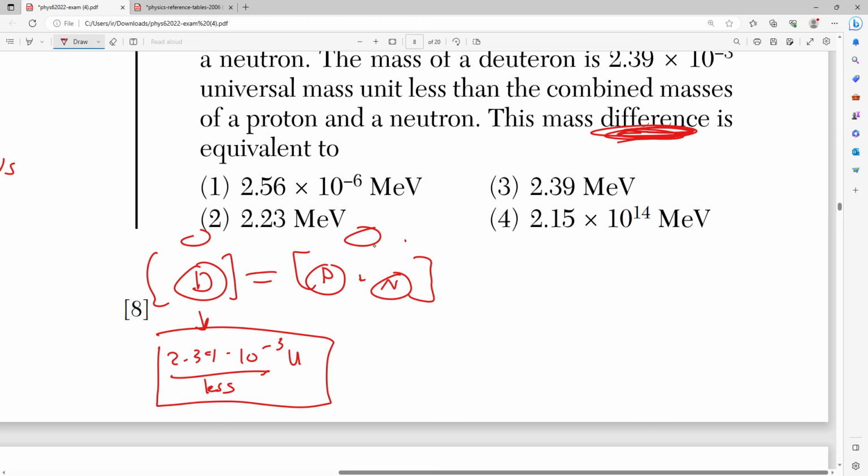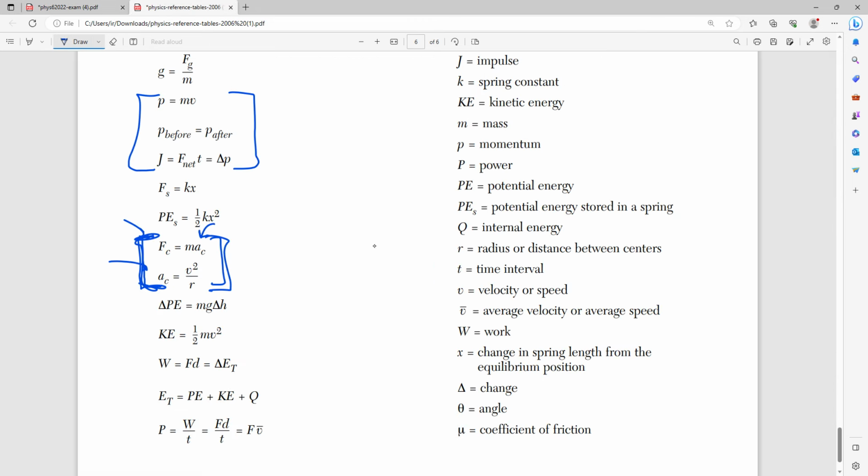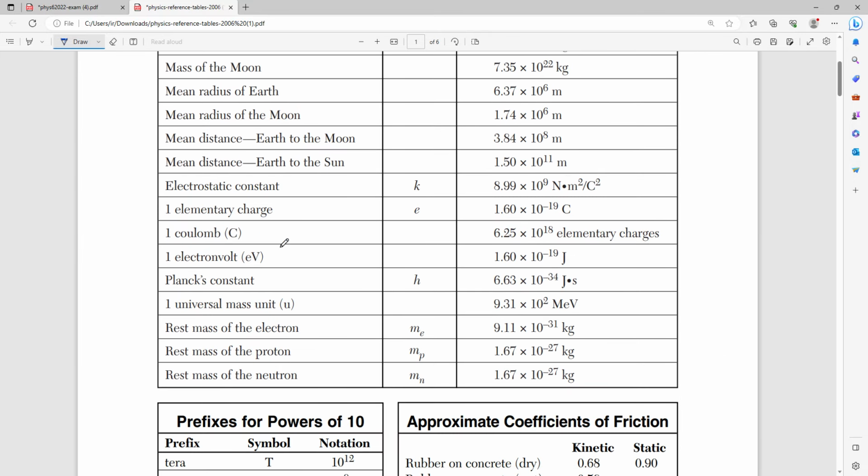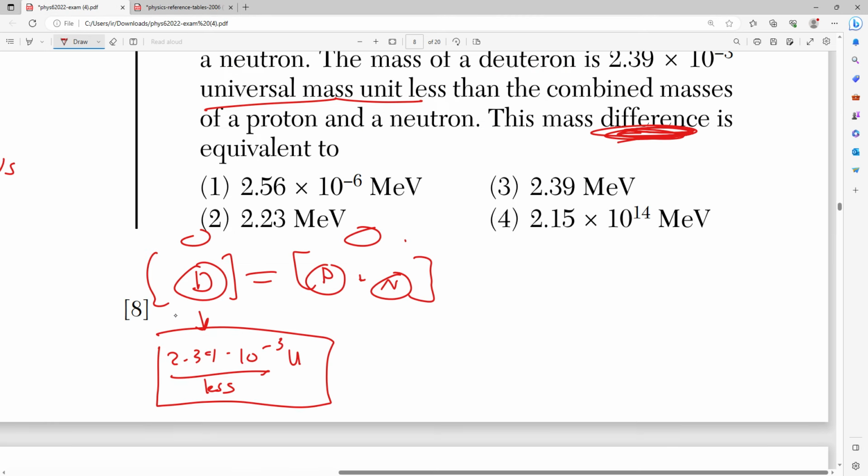And now they're asking us what this mass is equivalent to. The key word is that it's in universal mass units. If I go into my reference table and scroll all the way up, I have the universal mass unit. I know that one universal mass unit is equal to 9.31 times 10 to the power of 2 mega electron volts. My answer choices are in MeVs, so I'm going to use that. If I need to know what 2.39 times 10 to the power of negative 3 units is equal to, I'm just going to have to convert it.